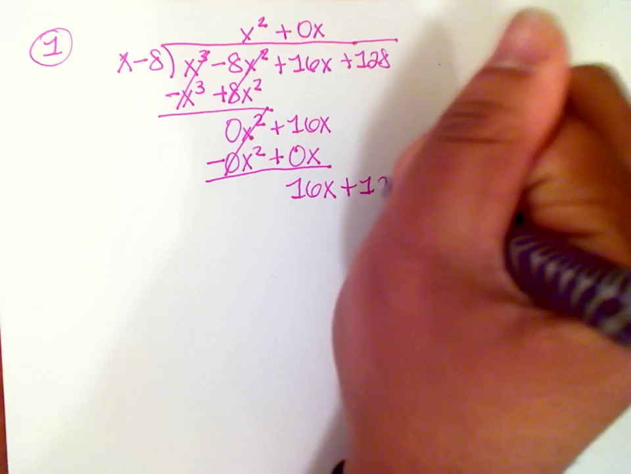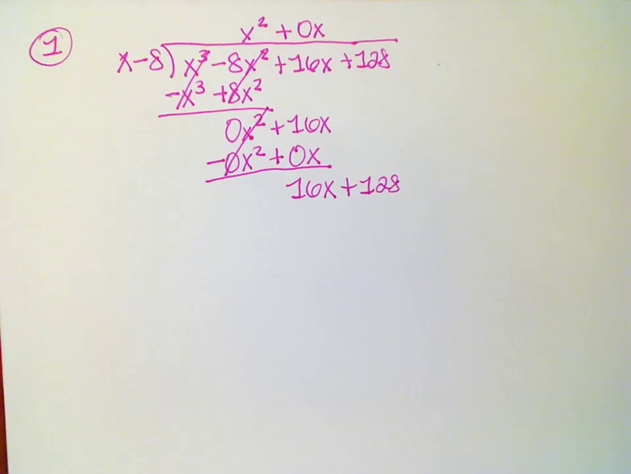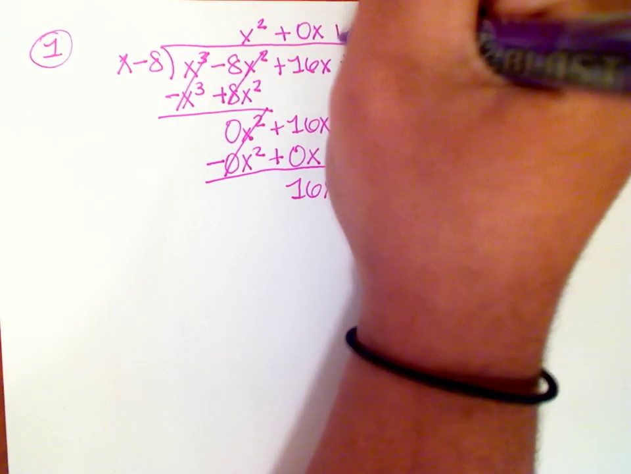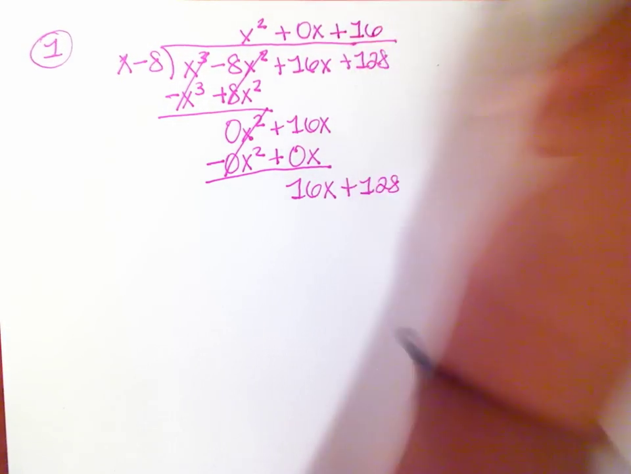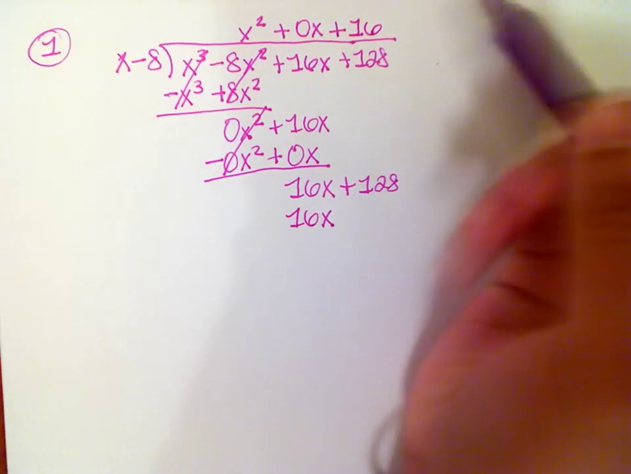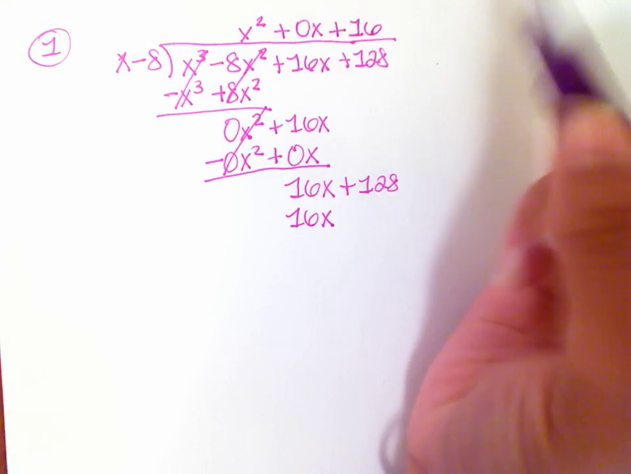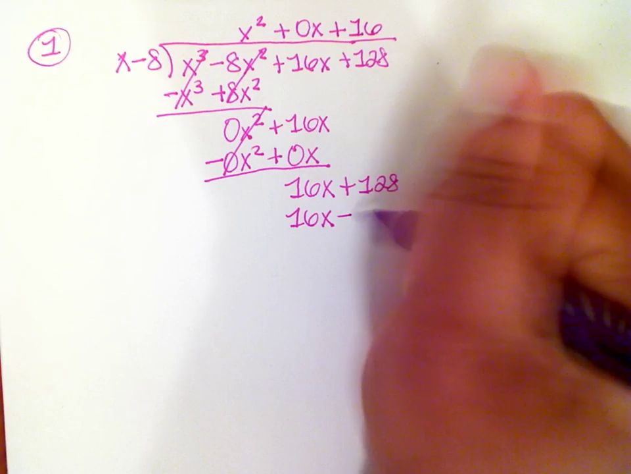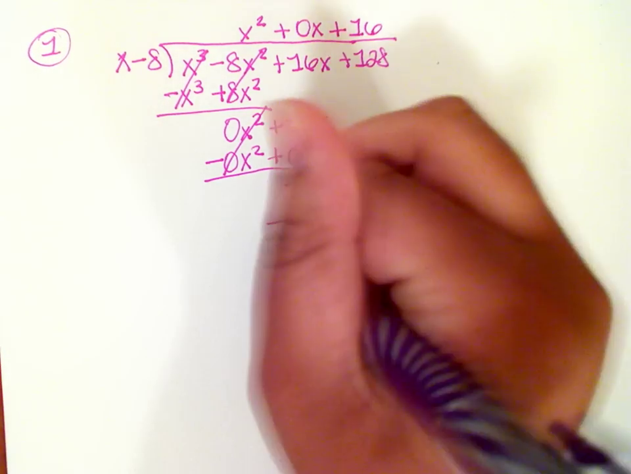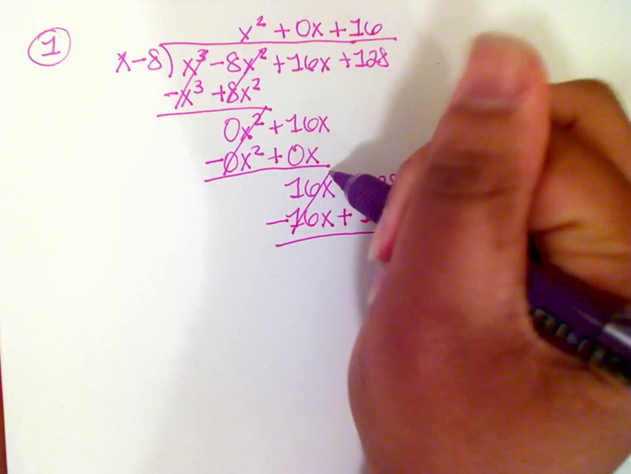So then 16x divided by x is 16. 16 times x is 16x. 16 times negative 8 is negative 128. Then we draw our line, change both signs. So then those cancel, and we are left with 256. So our remainder is 256.